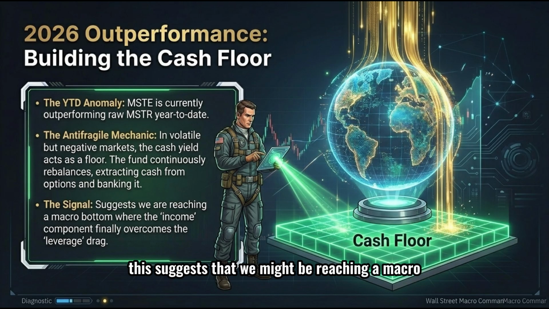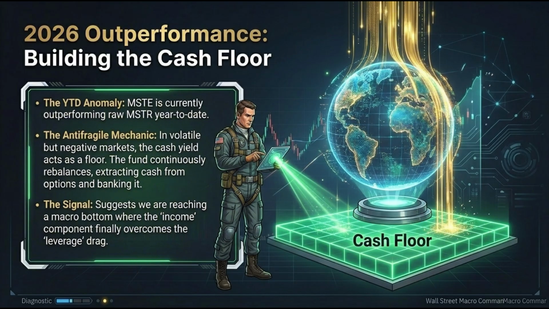This suggests that we might be reaching a macro bottom where the income component is finally strong enough to overcome the leverage drag. This recent outperformance is a strong signal that the strategy is anti-fragile during periods of high uncertainty.